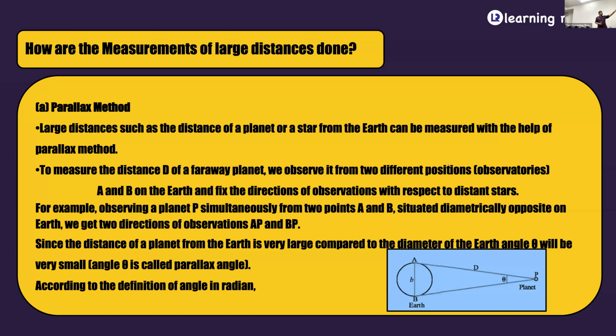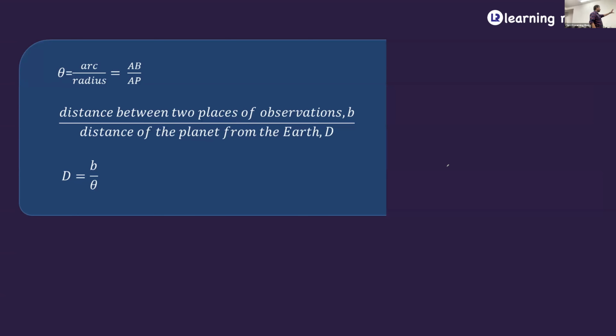If you look at the topic, how are the measurements of large distances done? For example, we are on Earth. If you want to measure the distance of a planet, there's going to be an approximate value. How are we going to use the concept of mathematics to measure the distance? Through some method, they are going to measure it. So this is the outline. As of now, just listen.